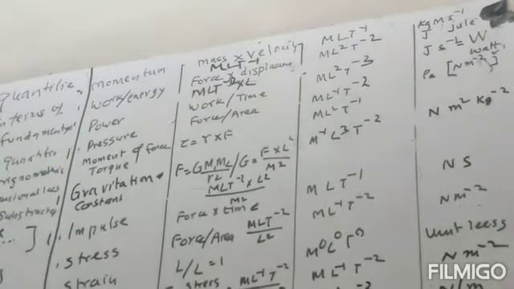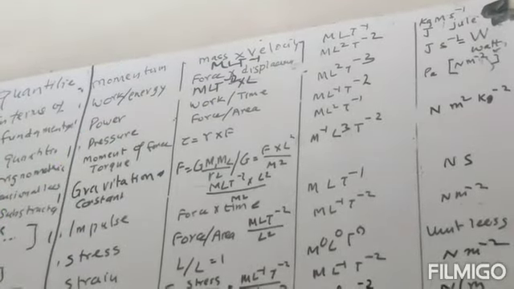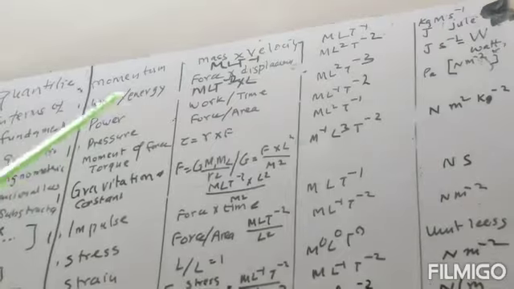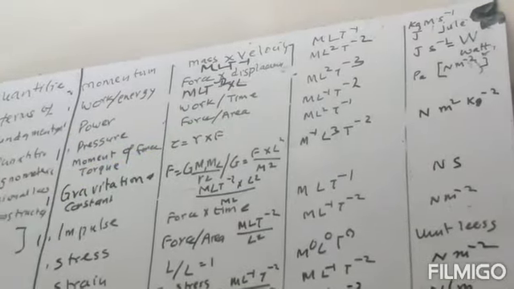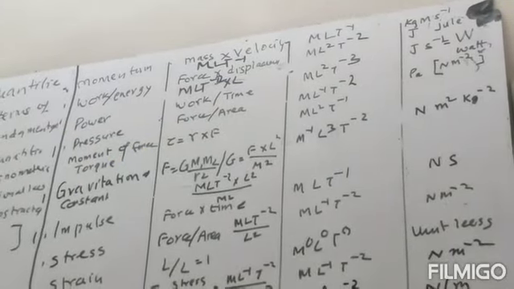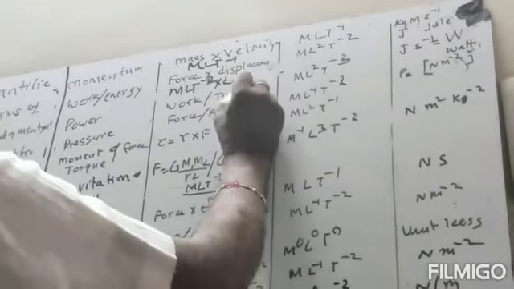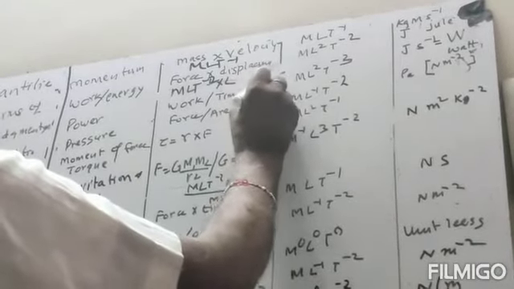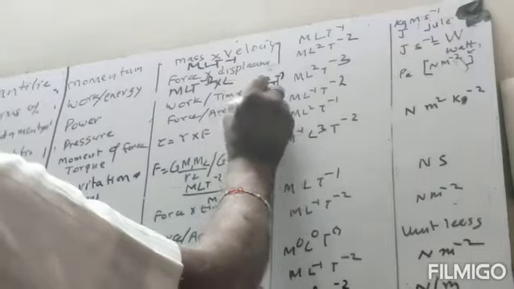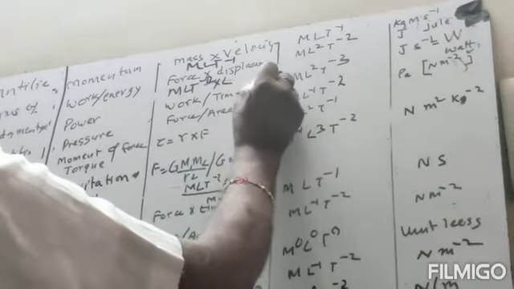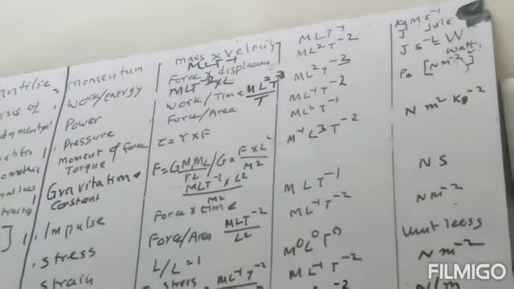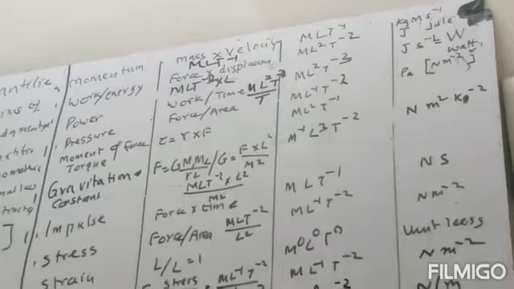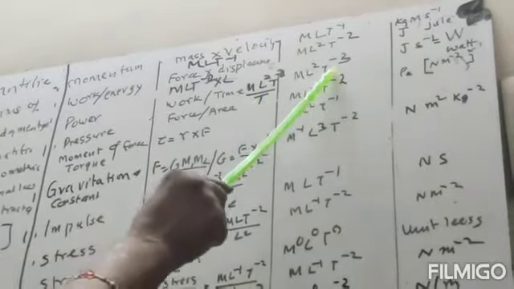Now what is power? Power is rate of doing work, means work divided by time. The value of work we have found. So work was equal to ML^2T^-2 divided by T. So it will be equal to ML^2T^-3.